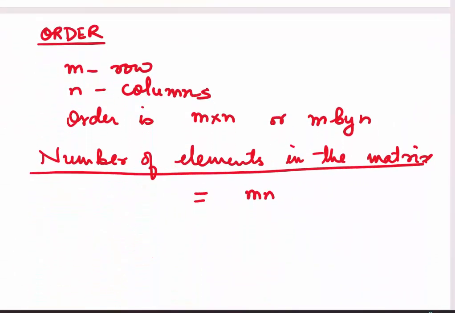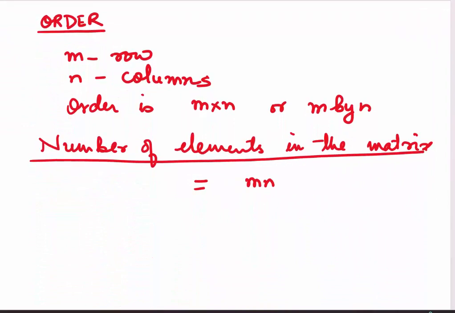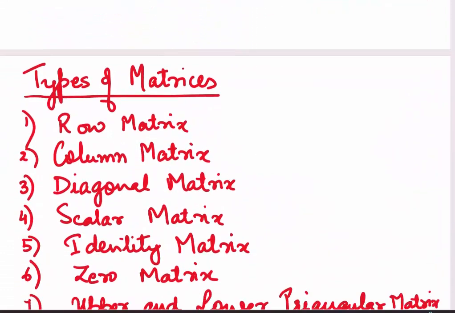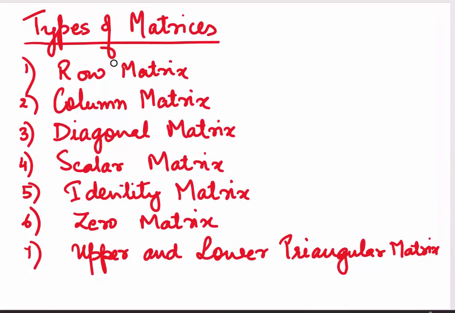Now, the second thing which we did was order of a matrix. If a matrix has m rows and n columns, then the order is given by m by n. And how do we get the number of elements in the matrix? We just multiply m by n. So, the number of elements will be mn. The third thing we did was types of matrices. You saw what row, column, diagonal, scalar, identity, zero matrix, and upper and lower triangular matrices are. You can refer to the previous video.